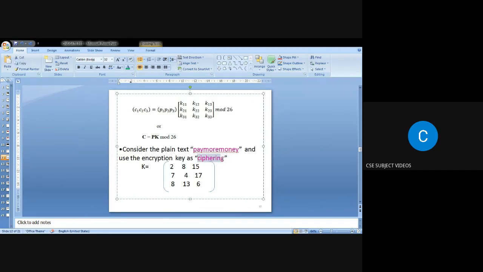So how would you convert that word ciphering into a numerical value? Similar to the Caesar cipher, each letter is referred to by its particular numerical value. A is assigned 0, B is assigned 1, and similarly it goes on till Z being assigned 25. So C is 2, I is 8, P is 15. Similarly, you can go with the other letters also. So now you will be getting a 3 cross 3 matrix.